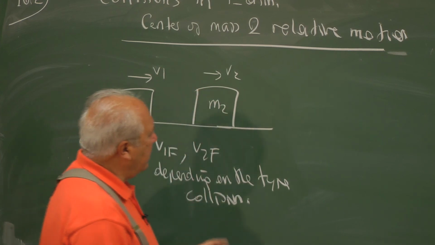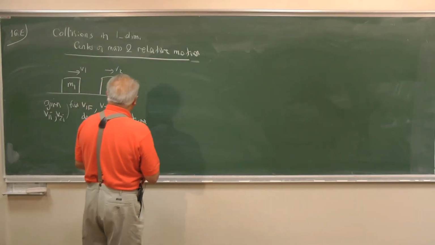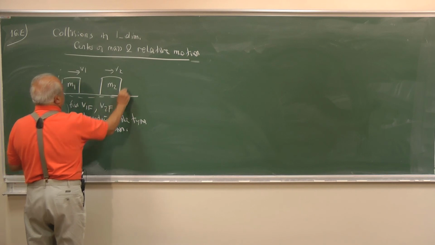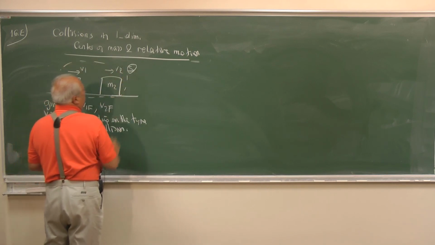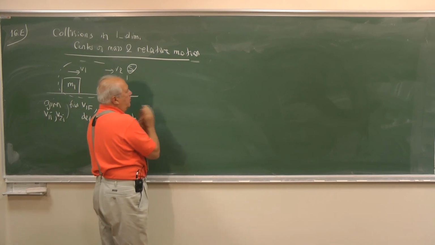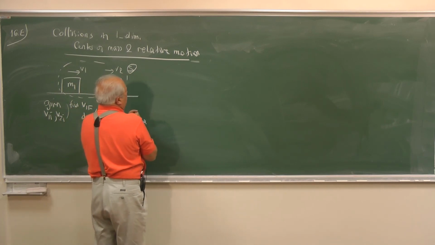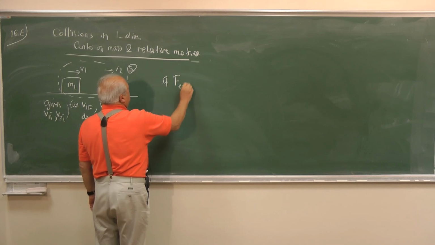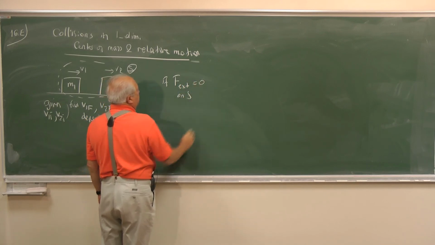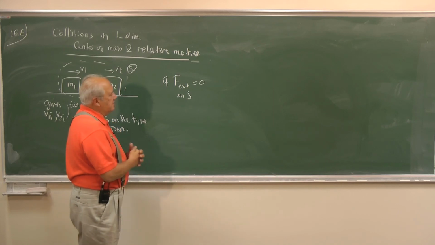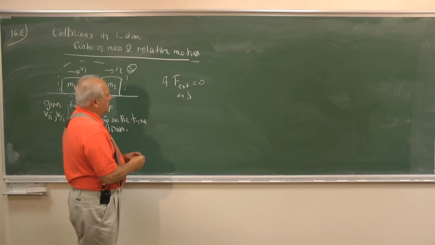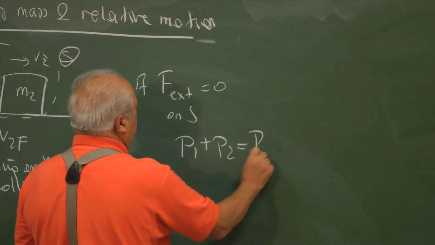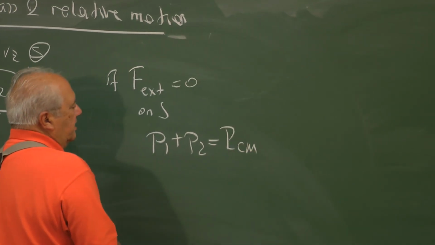When two things collide, and then they separate again, let me call this system S. If there is no external force on this system S, that is, if F external on S is equal to 0, then the momentum of the system is conserved. That means P1 plus P2, which we shall call P center of mass, is conserved.